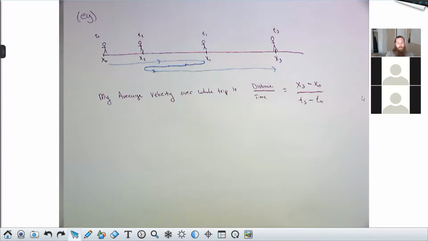This velocity can be positive, can be negative, can be 0. If I finished at the same spot where I started, if this position x3 happened to be the same as this position x0, it isn't. But if it was, then my velocity would be 0 because I would have a 0 upstairs. If my position x3 is bigger than my position x0, if I end up to the right of where I started, then this would be positive. And if my position x3 was to the left of the position I started x0, then this would be negative. So this is your average velocity.